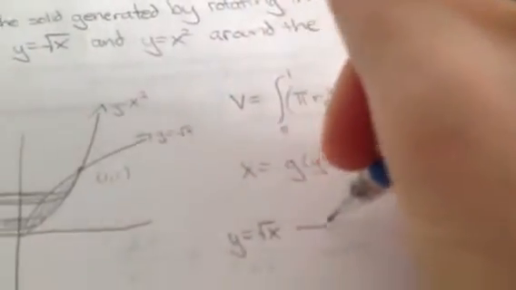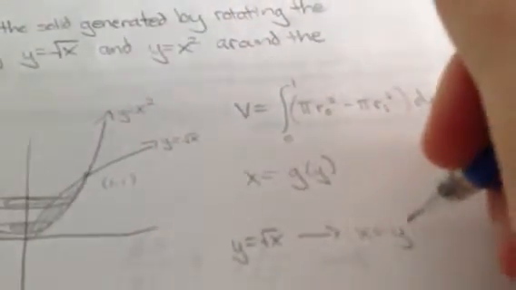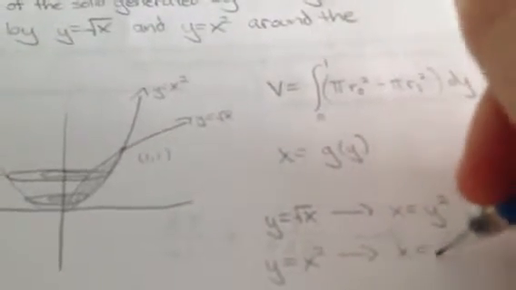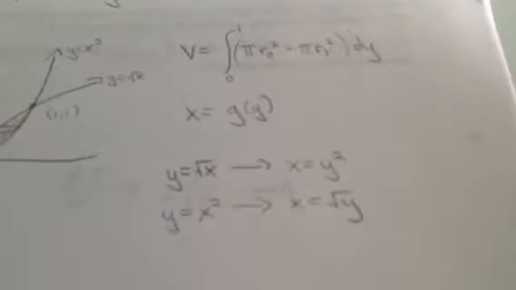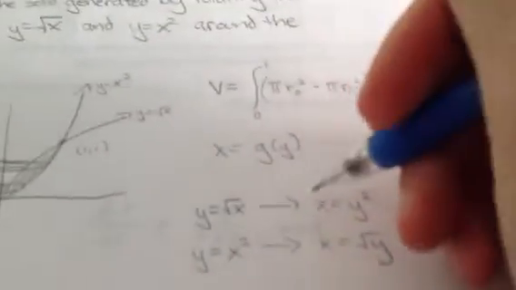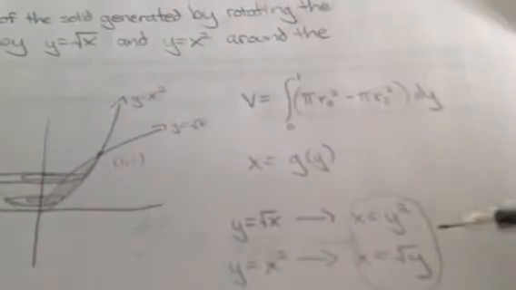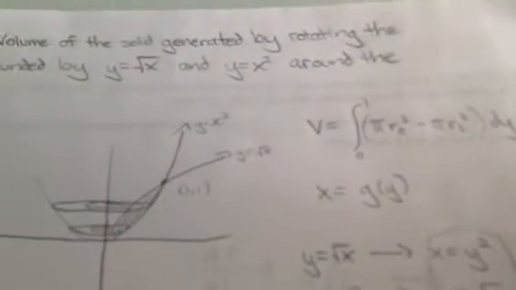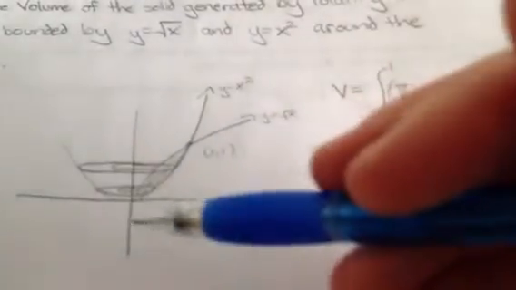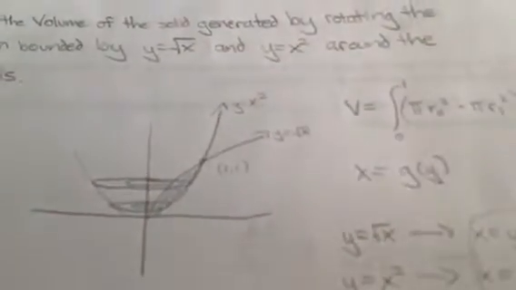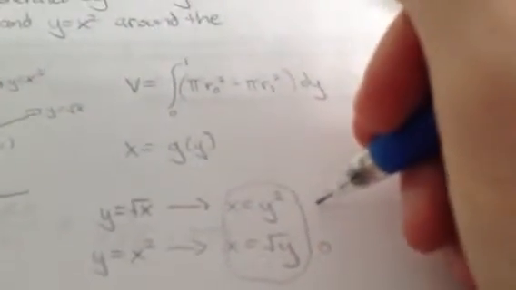So let's just quickly do that. y equals root x is the same as x equals y squared. I've just squared both sides there. And y equals x squared is the same as x equals root y. Fair enough. So now we can use these two. If we look back at the picture, we know that y equals x squared was the outer radius here. So x equals root y will be the outer radius. x equals y squared will be the inner radius, and we can go ahead and solve our integral.